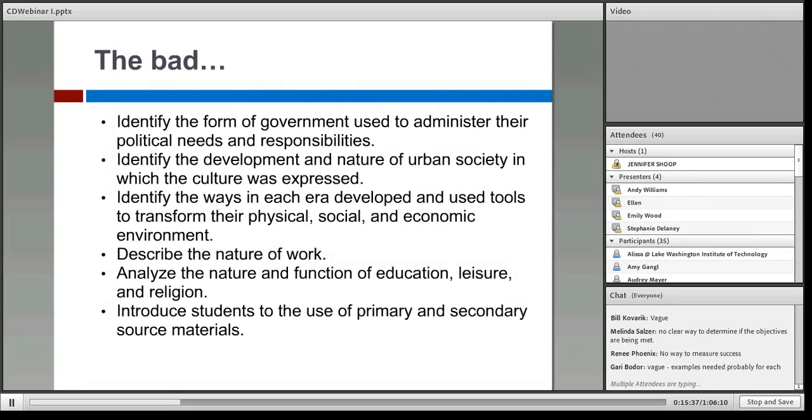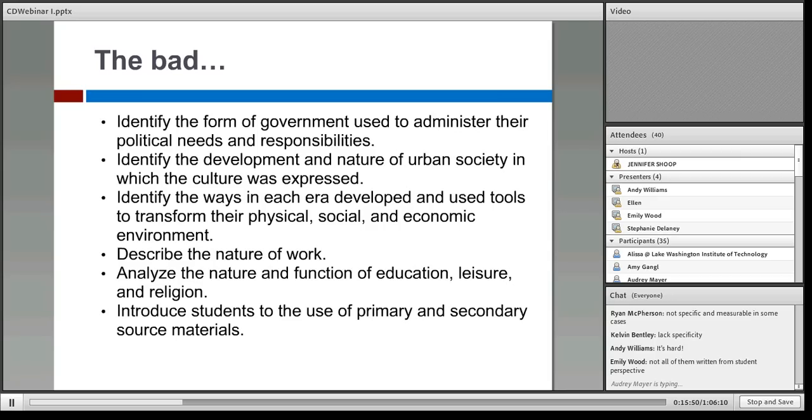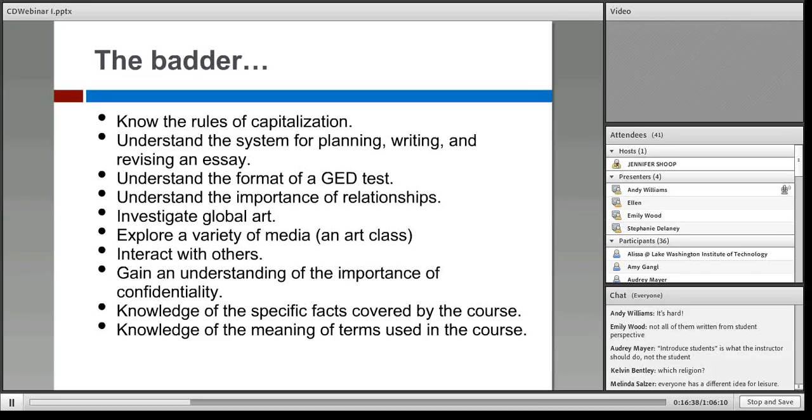Andy, can't you describe the nature of the work? Can the learner describe the nature of the work? That's not measurable? Okay, so not written from student perspective. Vague, exactly. Introduce students. Which religion? We've got the idea. Vague, not measurable, downright silly. Describe the nature of work, and my comment was it's hard.